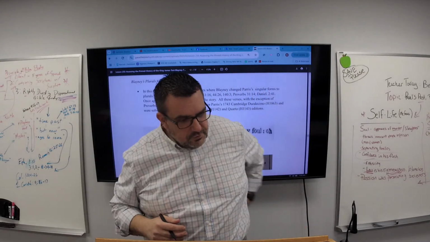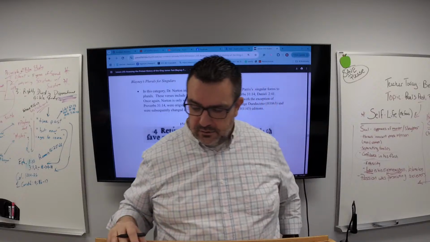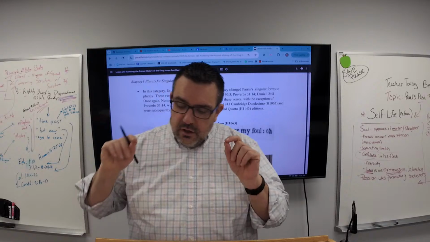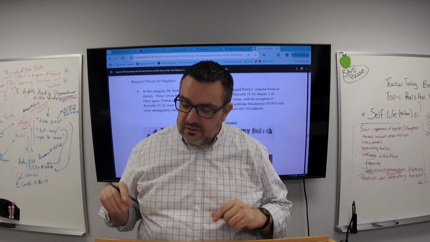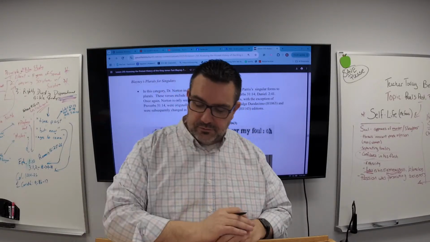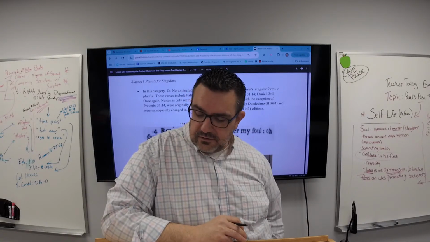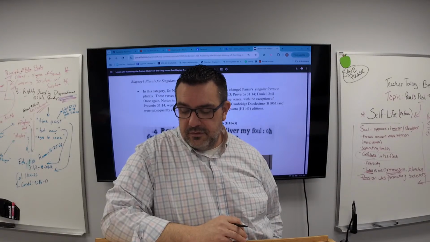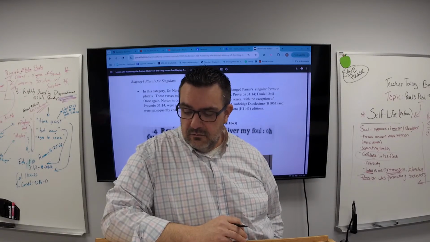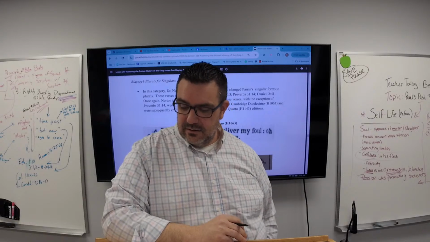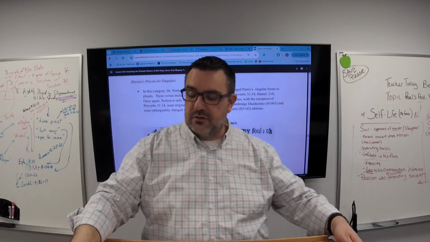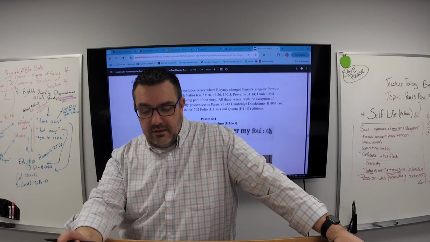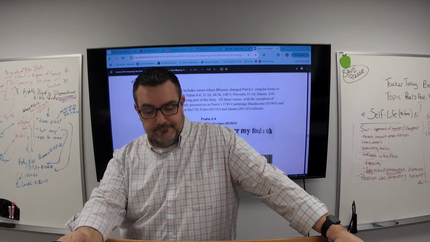Let's look at Blayney's plurals for singulars. Okay. In this category, Dr. Norton includes verses where Blayney changed Paris's singular forms to plurals. These verses include Psalm 6:4, Psalm 31:16, Psalm 44:26, Psalm 140:3, Proverbs 31:14, and Daniel 2:41.